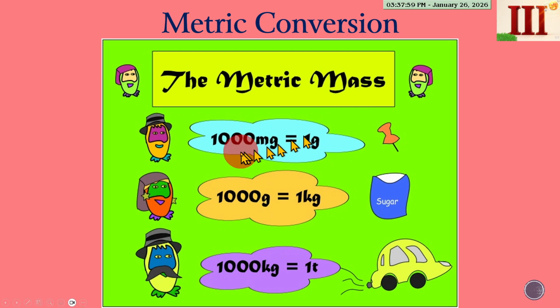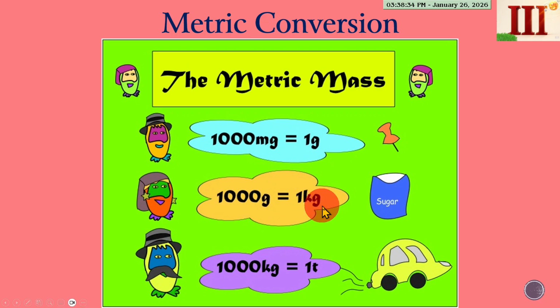So let's go over the metric conversions. We need 1,000 milligrams to give us a gram. We need 1,000 grams to give us a kilogram. And this one says we need 1,000 kilograms to give us a metric ton. A metric ton is not the same as an imperial ton. So these conversion rates must be memorized for the exam. You don't really need the ton one, but you need these first two. 1,000 milligrams is a gram, 1,000 grams is a kilogram.